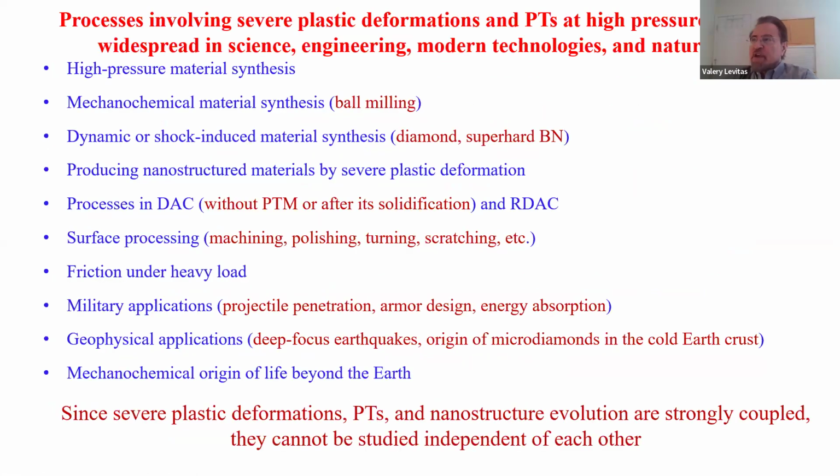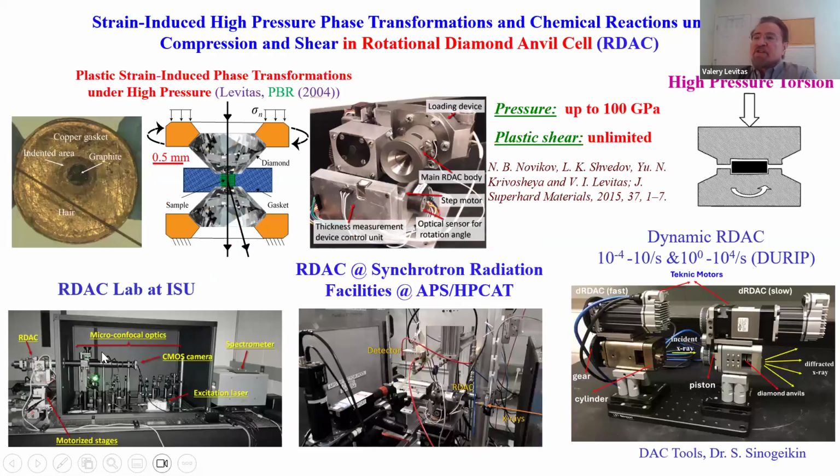Processes involving severe plastic deformation and phase transformation at high pressure are widespread in nature, engineering, and modern technologies. Examples include high pressure mechanochemical and dynamic material synthesis, producing nanostructured materials by severe plastic deformation, surface processing, friction, military and geophysical and other applications. Each high pressure lab has a diamond anvil cell, where two diamonds compress a sample within or without a gasket. And what we are doing differently, we twist one anvil with respect to another, introducing large plastic shear, and this changes everything. So now it's a rotational diamond anvil cell.